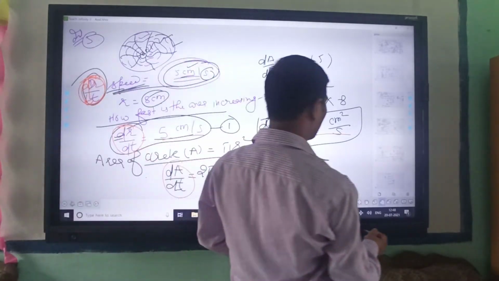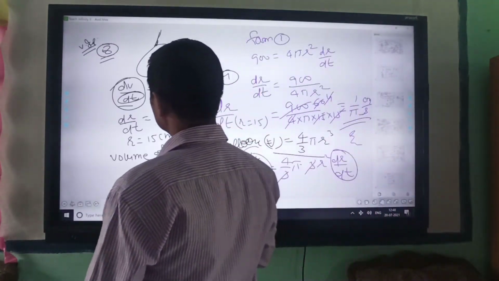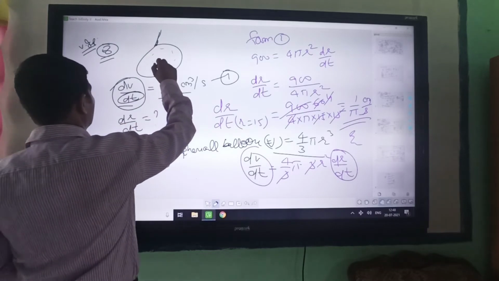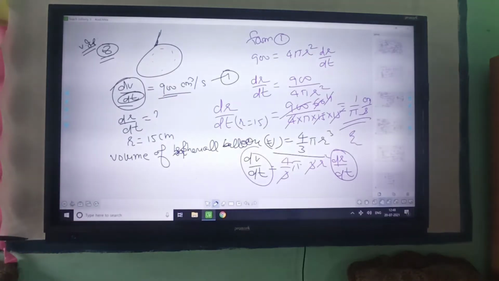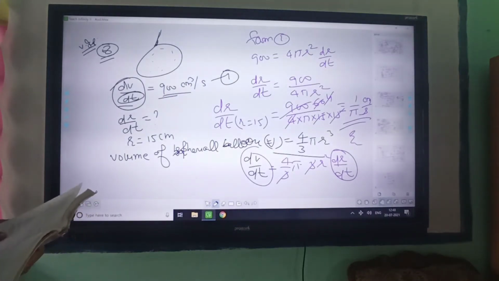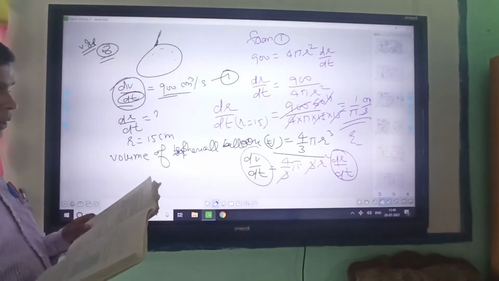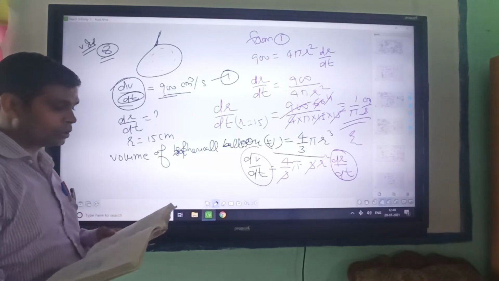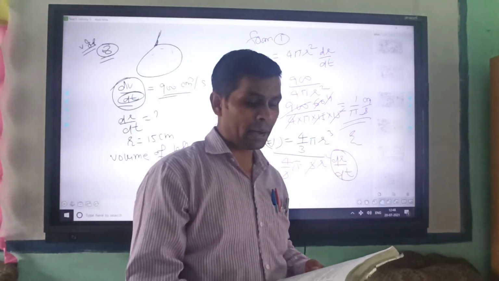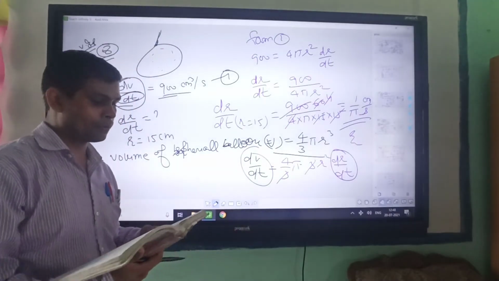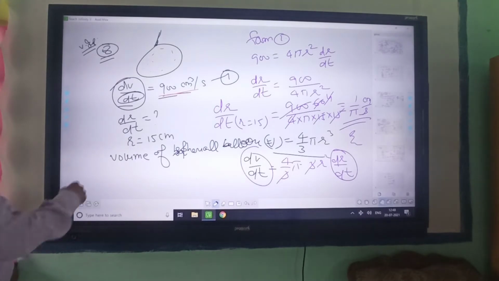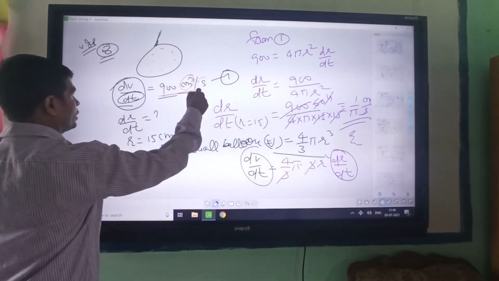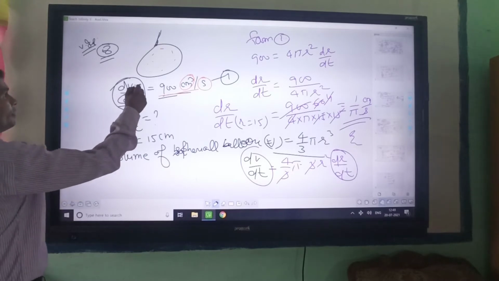We are taking one more question, about a balloon. A spherical balloon is being inflated with air, so the volume of the balloon is increasing. A balloon which always remains spherical on inflation is being inflated by pumping in 900 cubic centimeter of gas per second. This is the unit of volume and this is the unit of time, so it is dV by dt.